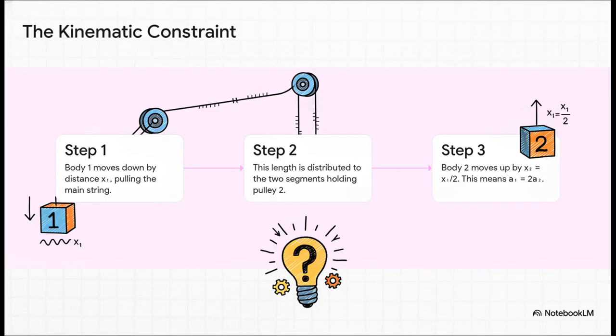Okay, this right here is the first big hurdle, what we call the kinematic constraint, and it's probably the most common place to get stuck. Just think about the string for a second. If body 1 drops by, say, 10 centimeters, where does that 10 centimeters of string come from? Well, it has to be pulled from the section holding up body 2, but since there are 2 strands holding up body 2, each strand only needs to give up 5 centimeters. So body 2 only moves up half the distance. And that means its acceleration a2 is going to be half of a1. Getting this relationship right is absolutely everything.